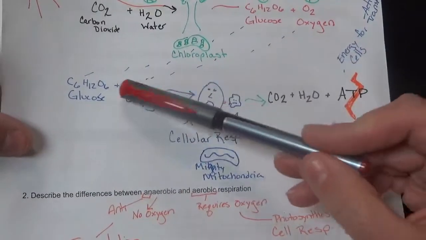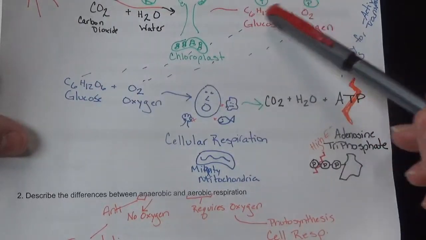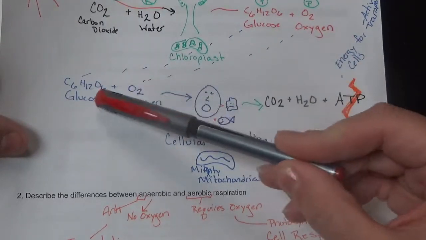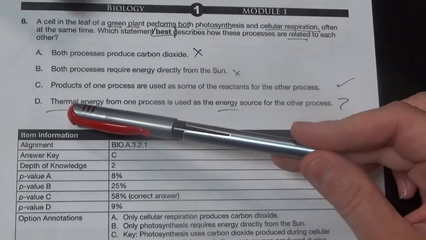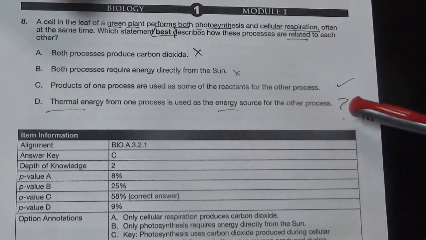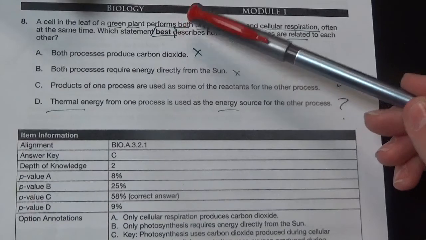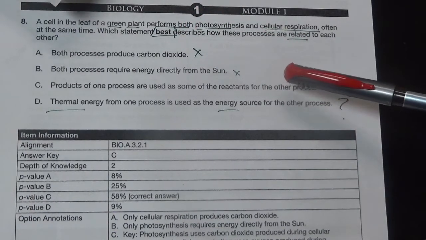Yeah, if we look back at our photosynthesis and cellular respiration equations, we see that the products of photosynthesis come over and become the reactants of cellular respiration. So I'm going to keep that as an option. And then thermal energy from one process is used as an energy source for the other process. I'm not really sure what it's asking there, so that makes me think it's not the best choice. So I'm going to go ahead and go with C.